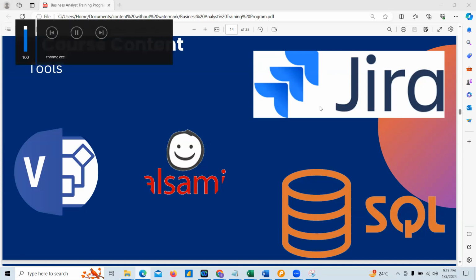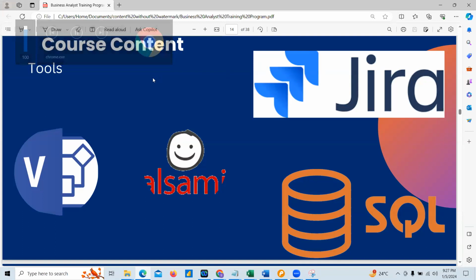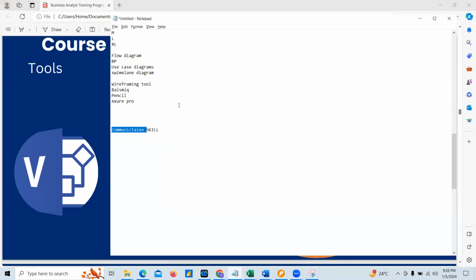Hi, actually, I joined late. So can you please explain the first tool, the one that starts with V? Visio. This is MS Visio. We use MS Visio for flow diagrams, business process diagrams, use case diagrams, and swim lane diagrams. For all these diagrams, we use MS Visio.